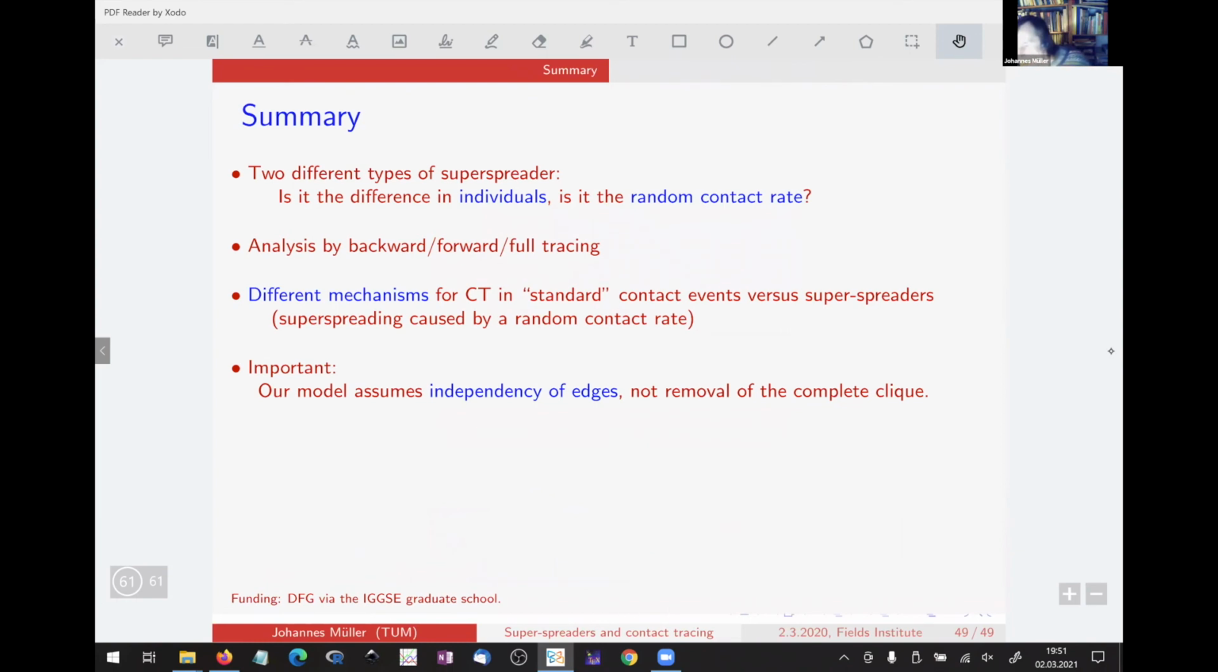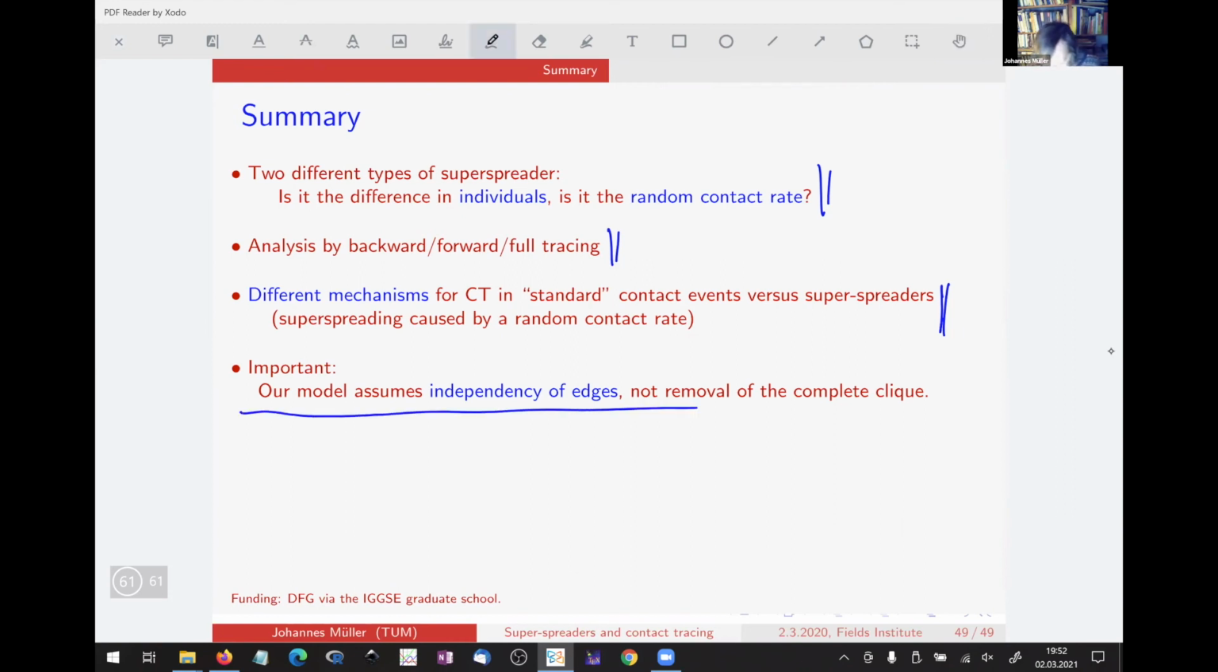Yeah, so we are at the end. To sum up, what we have seen is we have two different kinds of superspreaders. Either superspreading is in the individual or in the contact rate. We can analyze that by the standard machinery, which we adapt. We find different mechanisms for contact tracing, superspreader events and non-superspreader events.